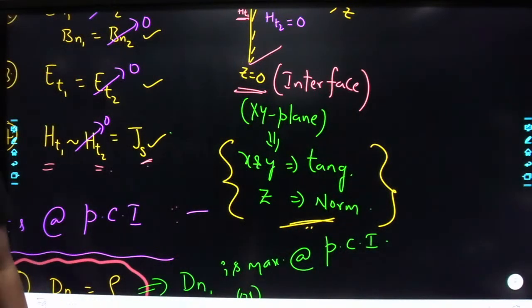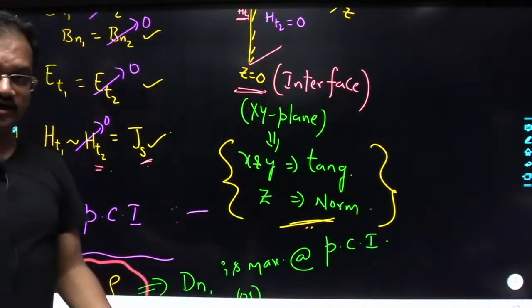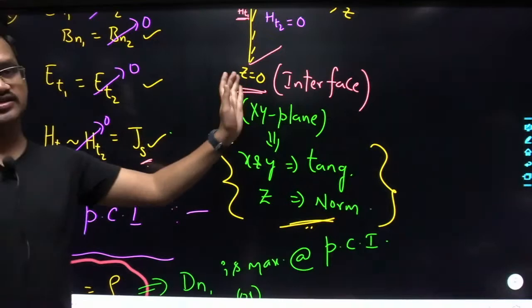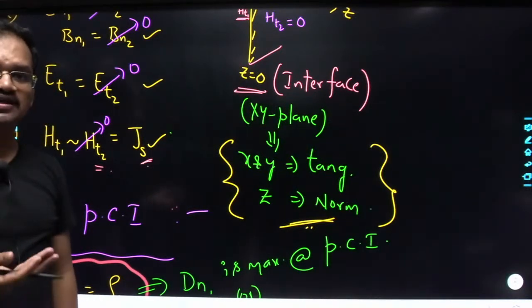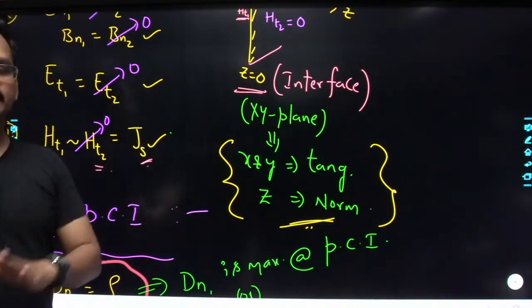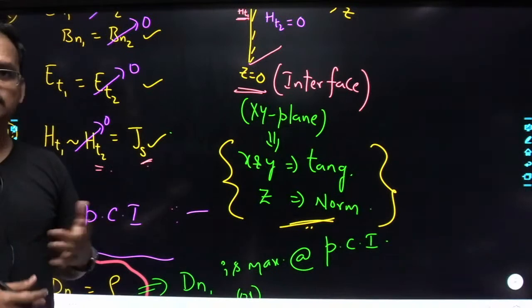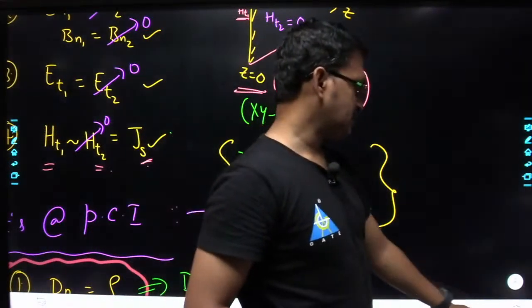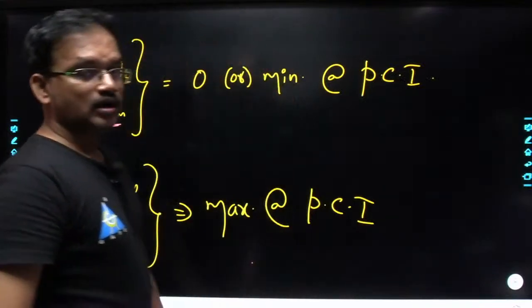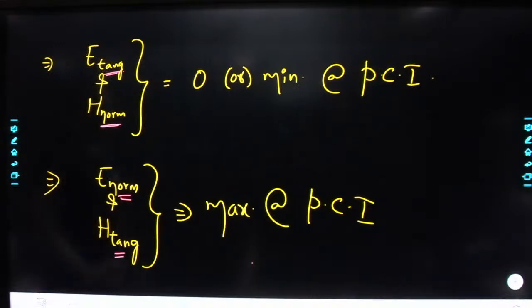So this is how you have to write the tangential component and normal component of fields, with respect to the z equal to 0 interface. If I change the interface, if I take y equal to 0 as the interface, it represents the zx plane. In that case, z and x components will behave as tangential and the y component will behave as normal. Right? So in that manner you have to understand tangential and normal components. These are defined with respect to the given interface.